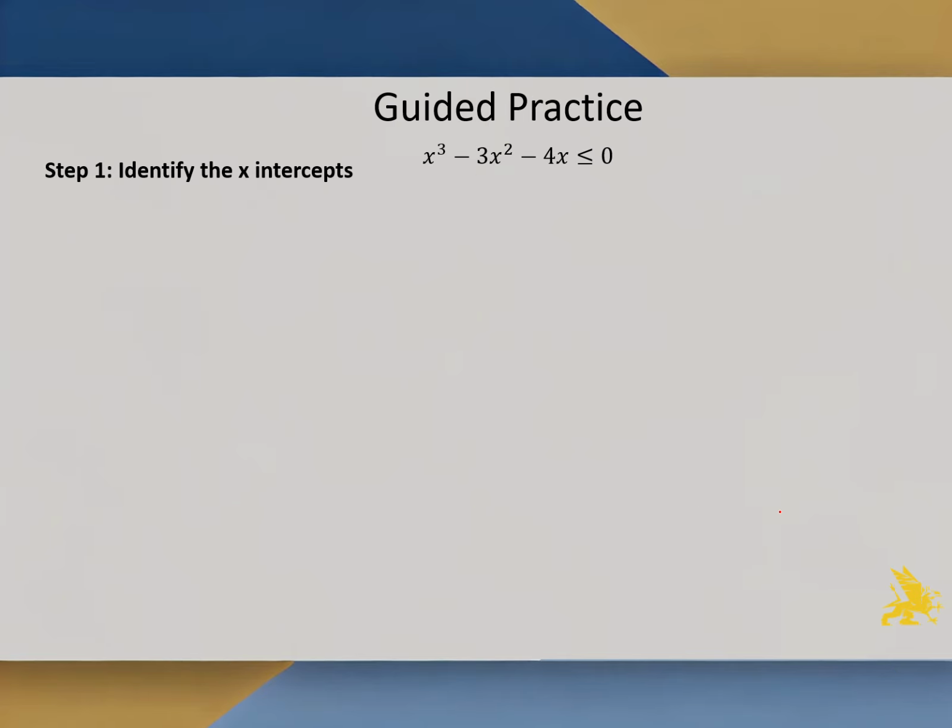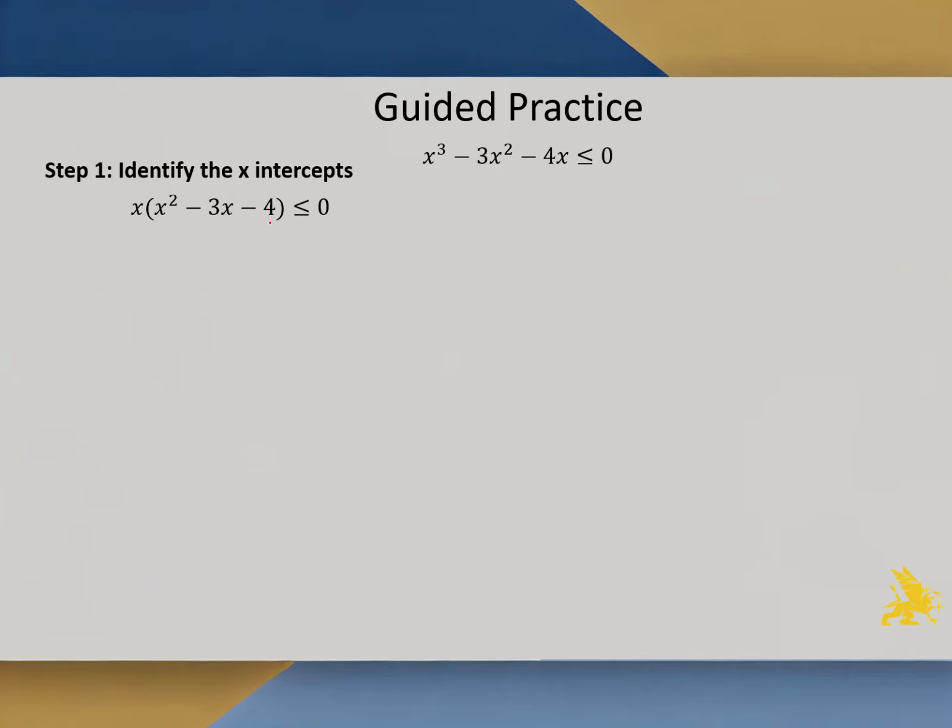Okay, let's move on to the next question. We've got x cubed, take away 3x squared minus 4x is equal to or less than 0. First step is we're just going to identify the x-intercepts. So I will factor out the x. So that means I've got x, and then I've got x squared minus 3x, take away 4, is equal to or less than 0. I will use my understanding of factorizing a monic quadratic.